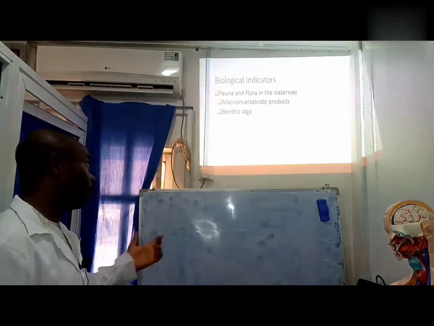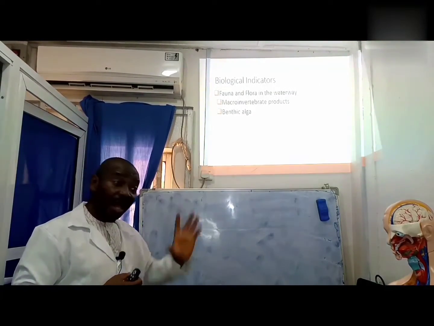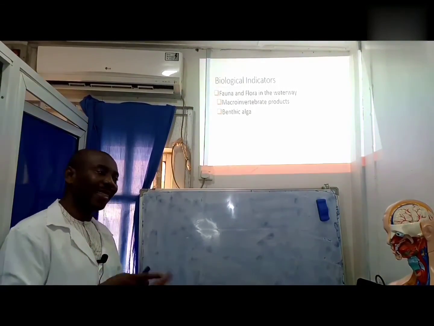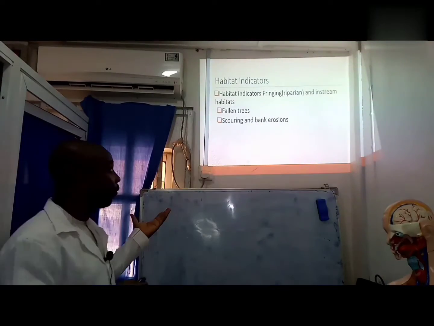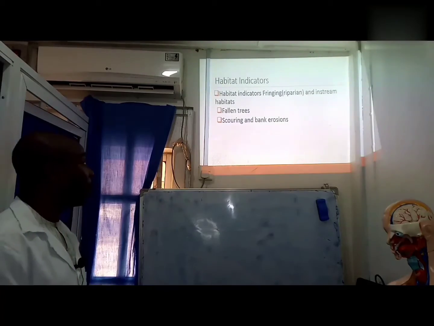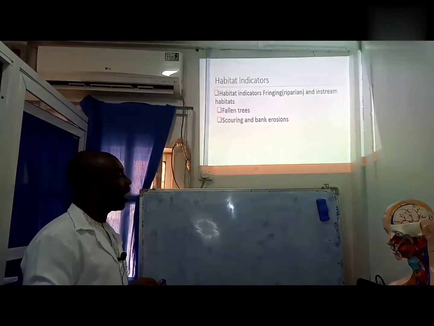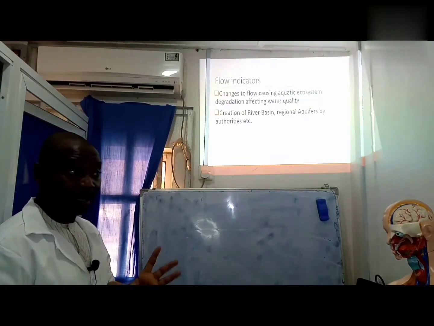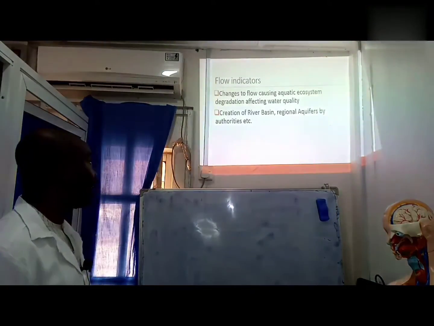So at this point, I'd like to say that the source of the water will alert an analyst as to what to expect and what to analyze for, what to pay more attention to in that analysis. So, habitat indicators, as we have here: fringing or riparian and in-stream habitat. Are there fallen trees in the waterway? Are there scouring and bank erosion into the water and all of that? So all this information can help an analyst design the analytical protocols to cover detecting most of these things that can be of concern to us.